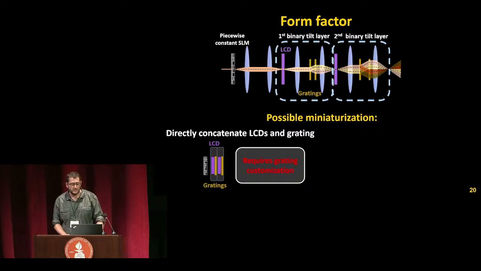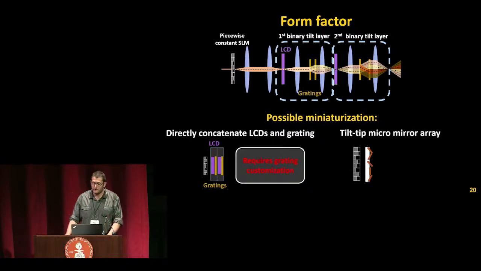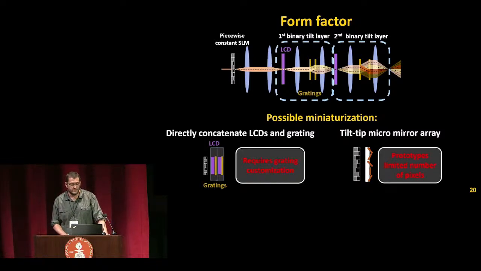The second approach is to use a tiltable micromirror array, reducing our system to a micromirror array and a phase SLM. While existing tiltable micromirror arrays do not have the desired number of pixels, in the paper we discuss how they can still be used to allow for some constrained form of etendue expansion.